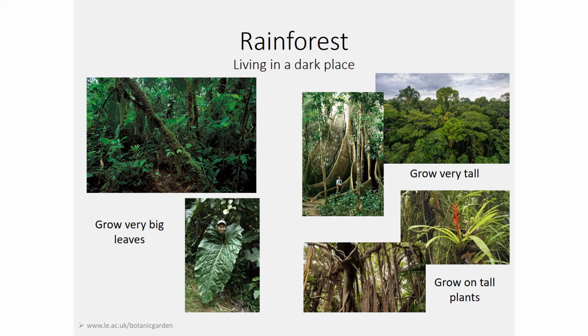But what about somewhere where there is very little light? The forest floor in rainforests is very dark. Plants in the light can get 50 times more light than those on the forest floor. So some plants grow very big leaves.